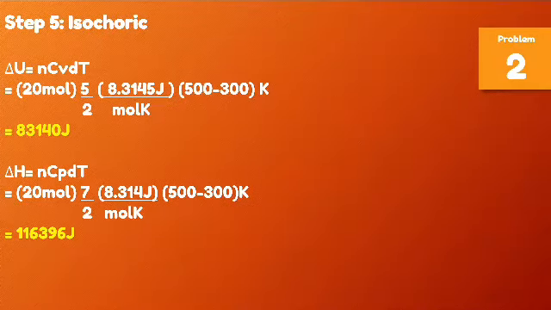So the first step is finding the delta U. The formula for delta U is equal to nCvdT. And then substitute all the given. 20 moles times 5 halves times 8.3145 joules per mole K times 500 minus 300 K. And it is equal to 83140 joules.